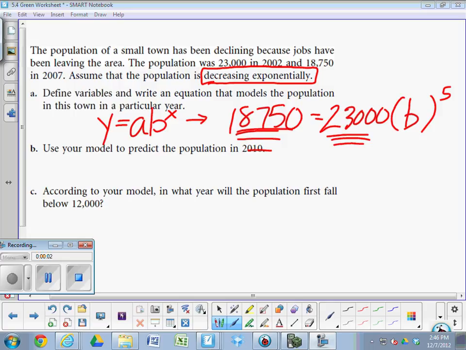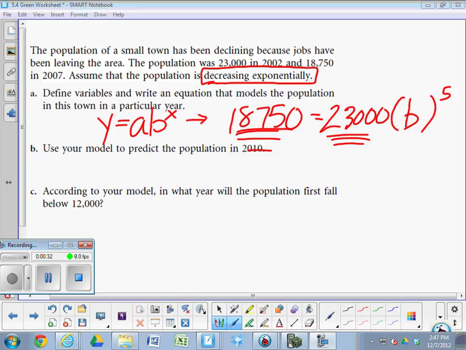We're on 5.4, number 4, talking about the population of a town, and it's experiencing exponential decay. So it's decreasing. So what we do is you do not just find the average change. Do not just subtract the populations and divide by the difference in years. That's the average change in population if this was linear, and it's not. They tell us it's exponential.